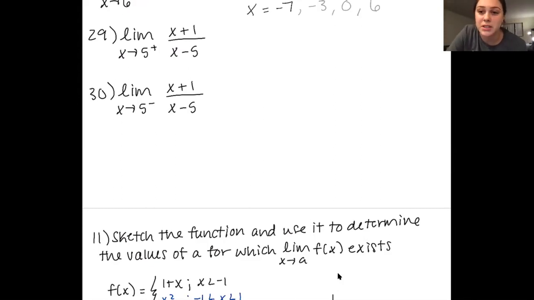to just determine what the sign is on top and bottom. So when you plug in 5 to x plus 1, is it positive or is it negative? 5 plus 1 is 6, and so we get a positive answer on top.